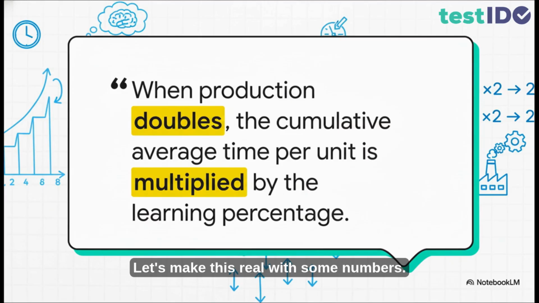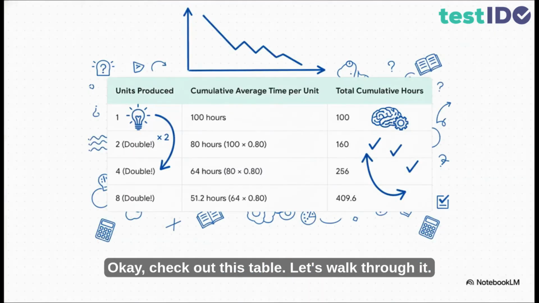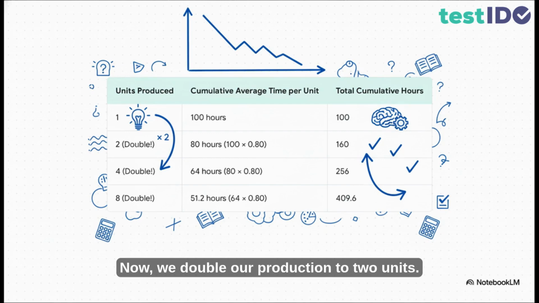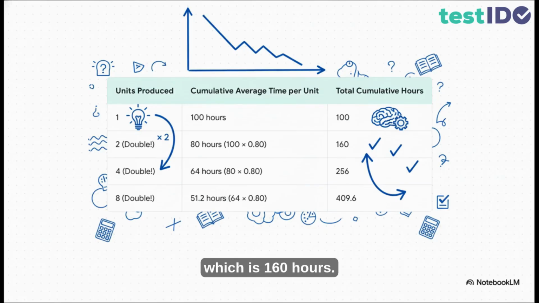Let's make this real with some numbers. Okay, check out this table. Let's walk through it. Row 1, nice and easy. The very first unit takes 100 hours. Total time is, well, 100 hours. Now, we double our production to 2 units. What do we do? We take the old average, 100 hours, and we hit it with our 80% learning rate. That gives us a new cumulative average of 80 hours per unit. And the total time? Just 2 units times that 80-hour average, which is 160 hours.